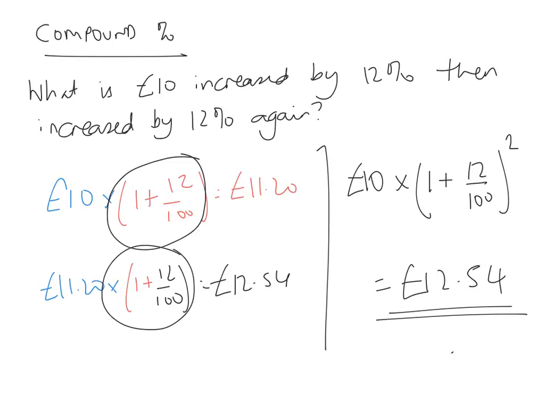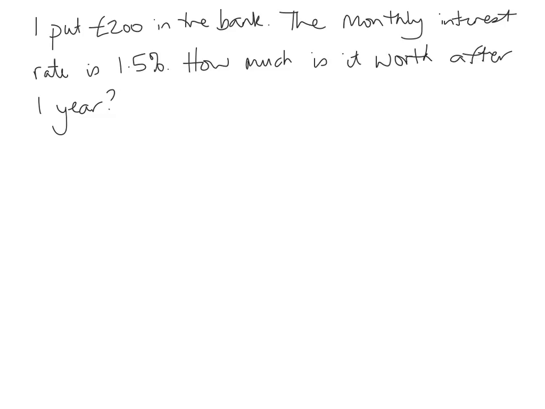And the reason that's working, as I said, is because we're timesing by 1 plus 12 over 100, and then timesing by 1 plus 12 over 100 again. And this means times by 1 plus 12 over 100, and then times by 1 plus 12 over 100 again. Okay, so questions like this are where it becomes particularly useful.